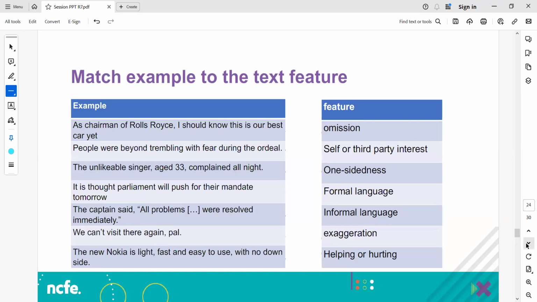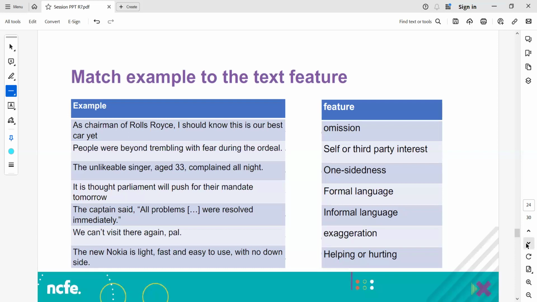So we've got the features here on the right, and some examples on the left, and we need to match them up. Can anybody tell me which feature the first example is? As chairman of Rolls-Royce, I should know this is our best car yet. So it's the chairman of Rolls-Royce telling us that this is their best car yet.